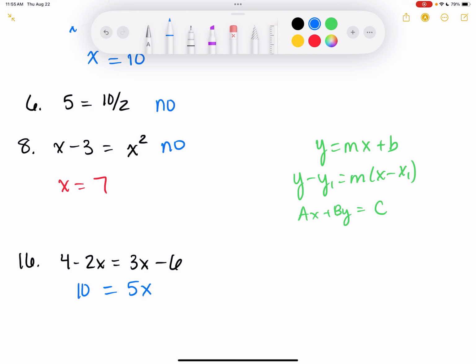Yes. And then divide by 5. Yep. So x equals 2, or 2 equals x. I don't care which direction you do it. Nice and easy. We're okay on solving equations, right? Yes.